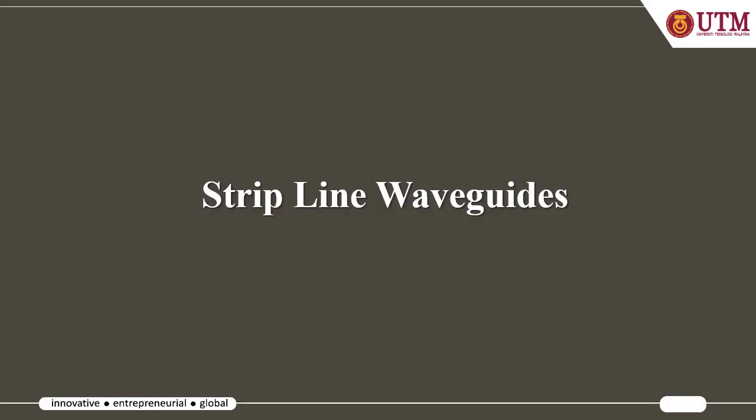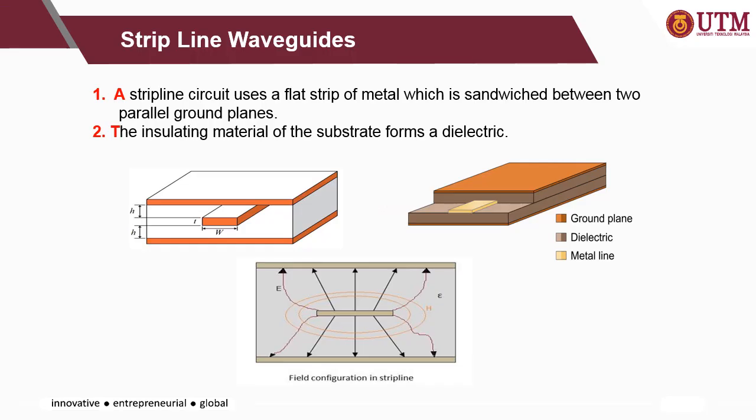Okay, next is the strip line waveguide. Look at the difference between the microstrip line and the strip line waveguide. Okay, the strip line waveguide uses a flat strip of metal which is sandwiched between two parallel ground planes. The insulating materials of the substrate form a dielectric. Okay, if compared to the microstrip line just now, you can see that in the microstrip line you have the line on top of the dielectric, backed with the ground plane. This is the microstrip.